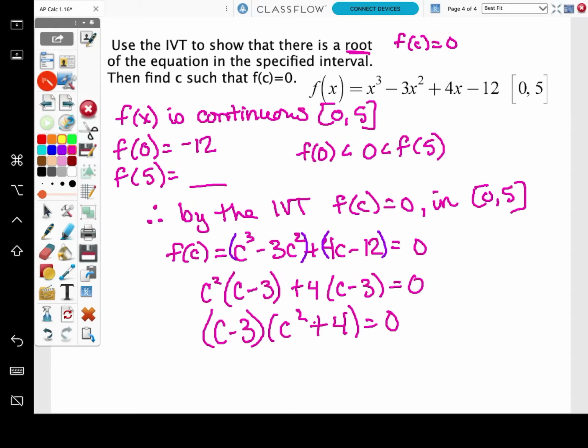C squared plus 4 has no solutions in the real number system, and remember, calculus is only real. So my c value I'm looking for is going to be when c minus 3 equals 0, and c equals 3. So we would say that f of 3 is equal to our 0, or that the root is 3. There's lots of different ways you can say that. We were looking for this value right there.